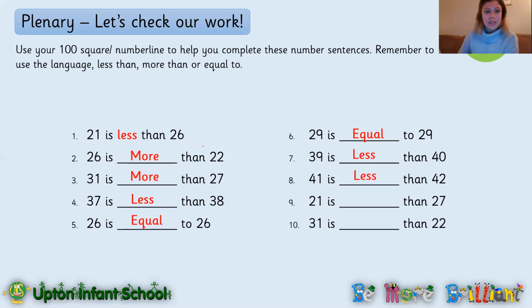Number 8, 41 is less than 42. Number 9, 21 is less than 27. And number 10, 31 is more than 22. So well done if you got that right. And if you didn't, you can always re-watch the video or go back and check on those things you found a bit more tricky.